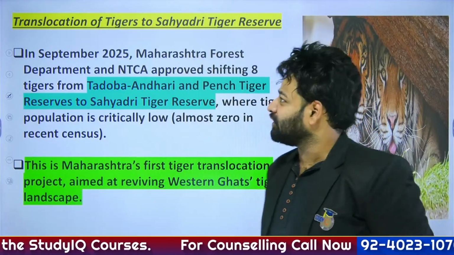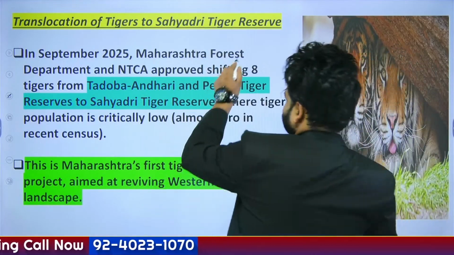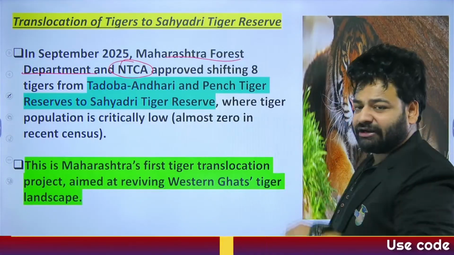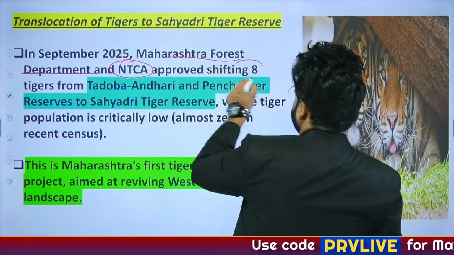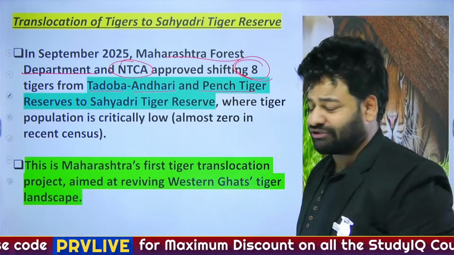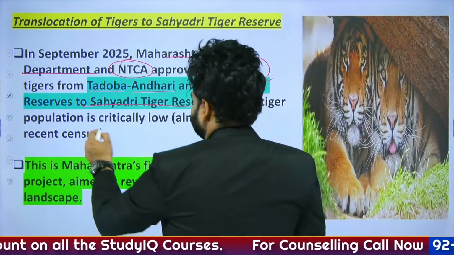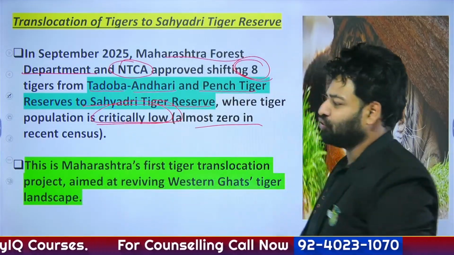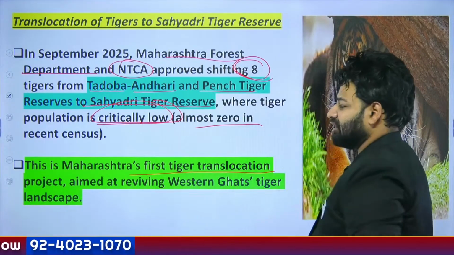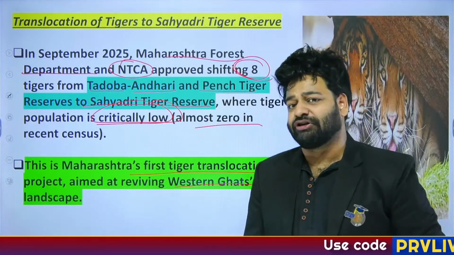Translocation of tigers to Sahyadri Tiger Reserve. In September 2025, the Maharashtra Forest Department and the National Tiger Conservation Authority approved shifting 8 tigers from Tadoba Andhari and Pench Tiger Reserves to Sahyadri, where the tiger population is critically low, almost zero as per the recent census. This is Maharashtra's first tiger translocation project, aimed at reviving the Western Ghats tiger population.